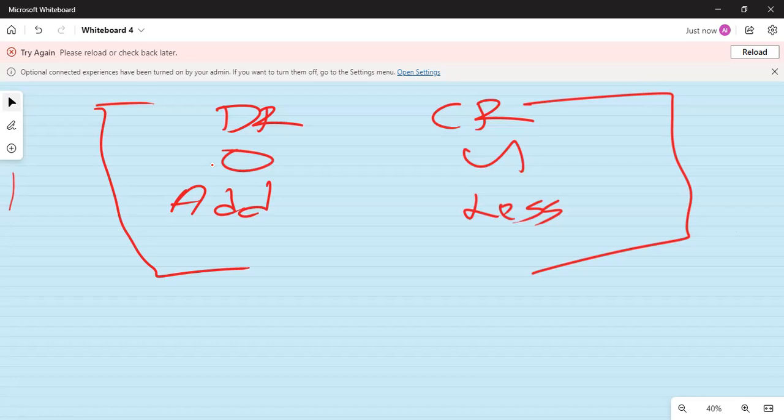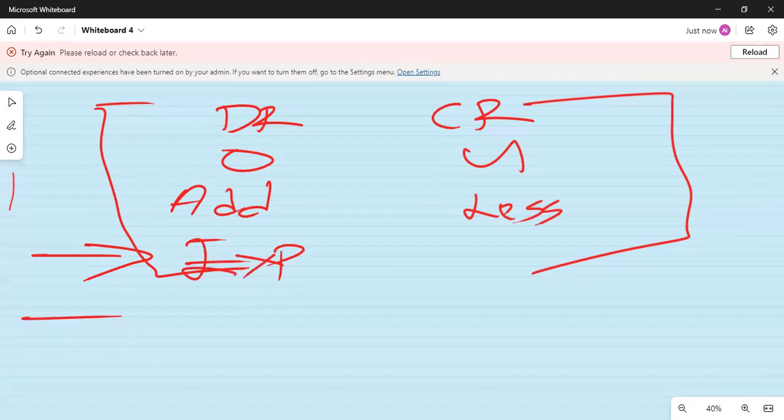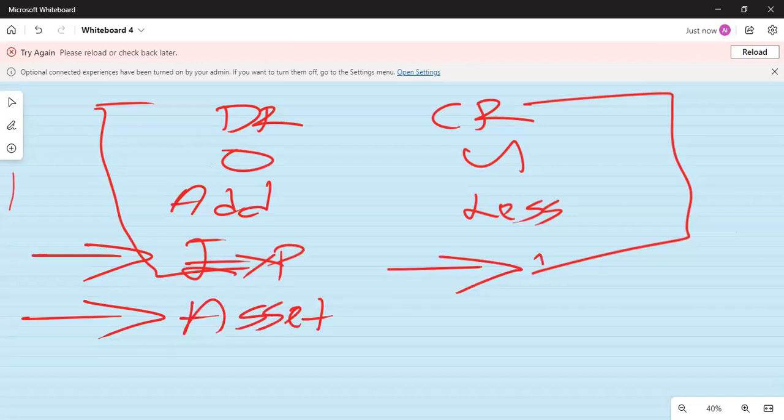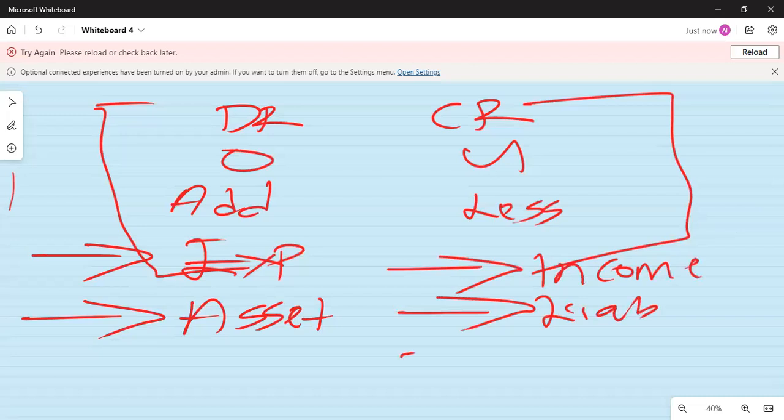Let's say, for example, what are the items that will be here? You know that already. Items that will be here are either going to be expense or asset. Items that will be there are either going to be income, or liability, or equity.